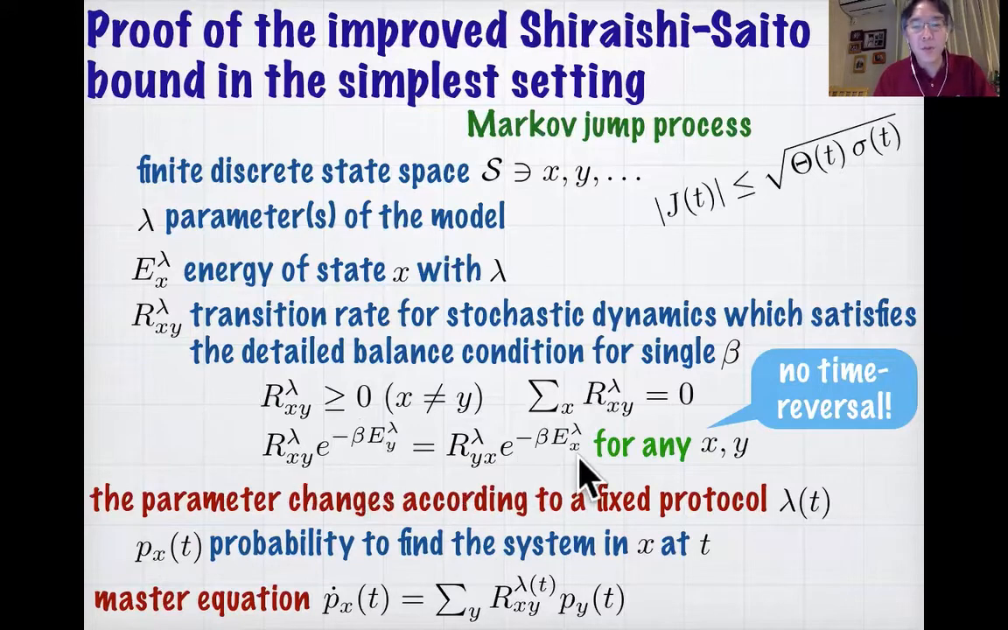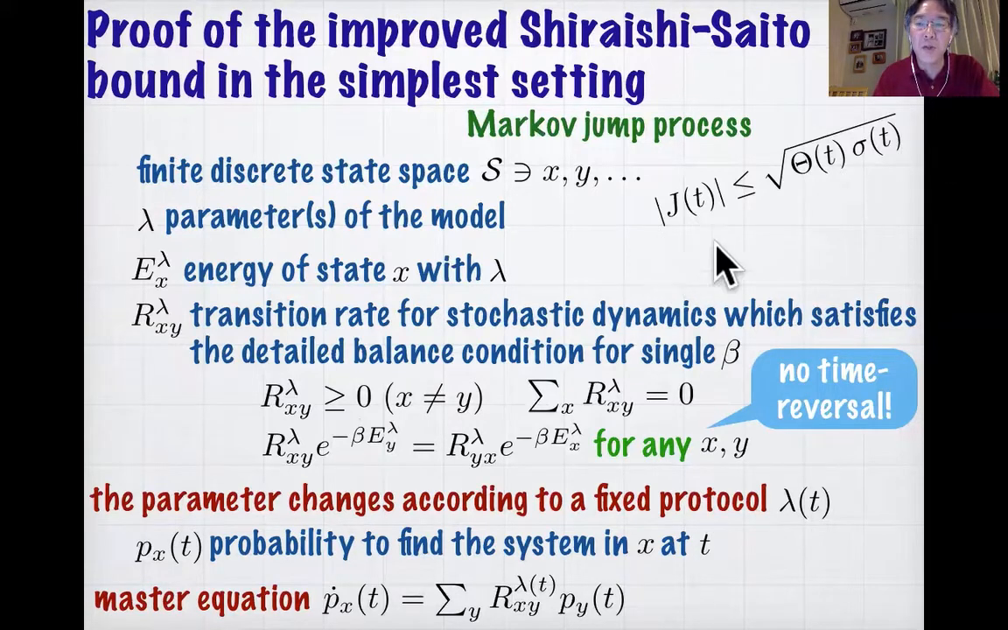Okay. The very standard relation. I assume that this is true for any x and y. Okay. And then the story is the same. The parameter changes according to a fixed protocol lambda t, and px of t is the probability to find the system in the state x at time t, and this is a master equation. Okay. Now lambda changes according to the fixed protocol. So this is very standard stochastic process.